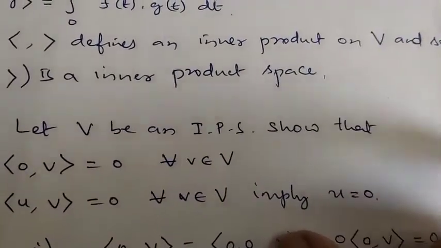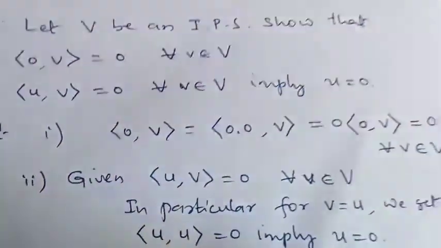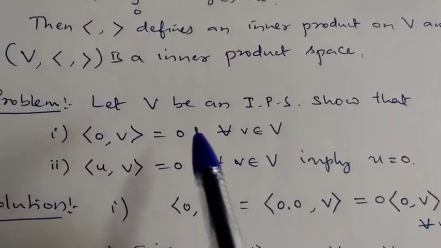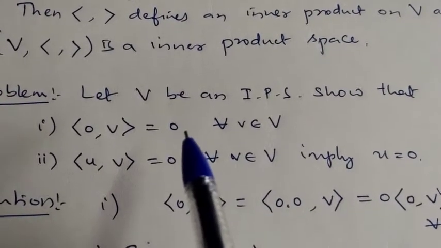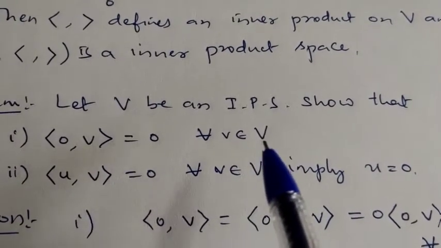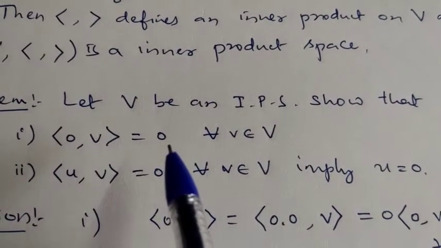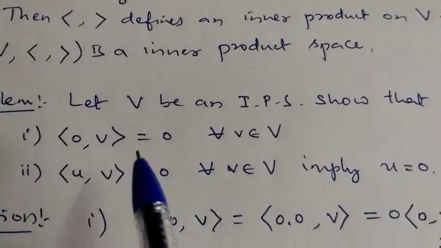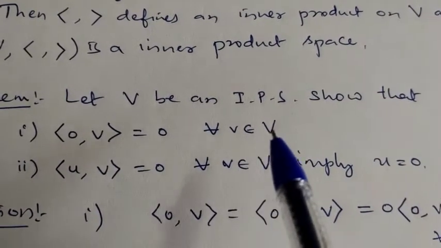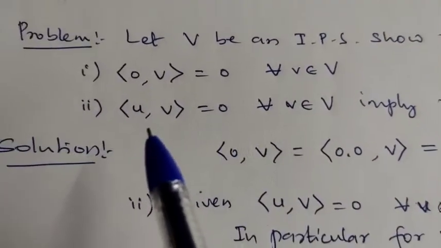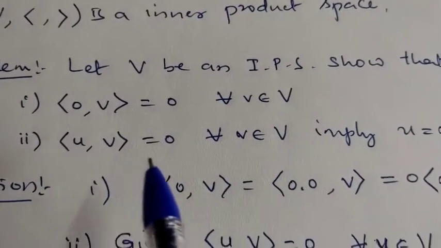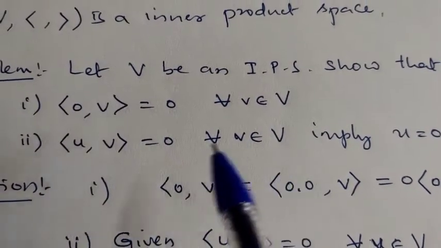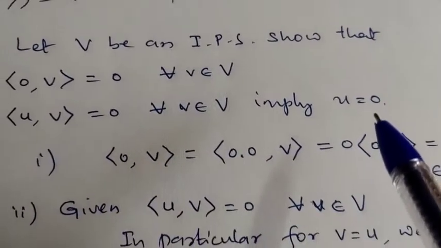So let us take up some fundamental results now. Suppose V is an inner product space. Then the inner product of 0 comma v is equal to 0 for every vector v belongs to V. Also, if the inner product of u comma v is 0 for every v belongs to V, what does it imply? u must be 0. These are very simple.